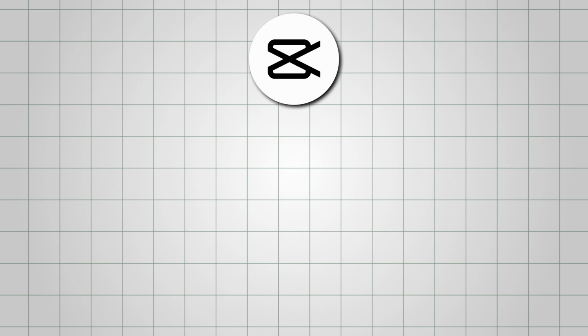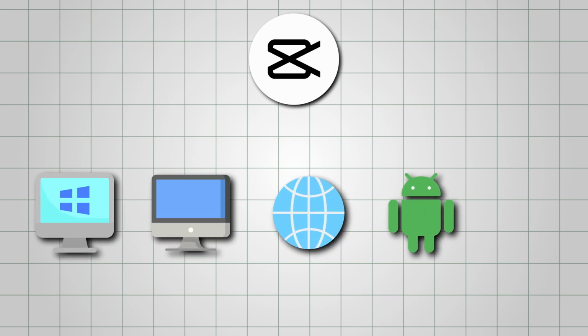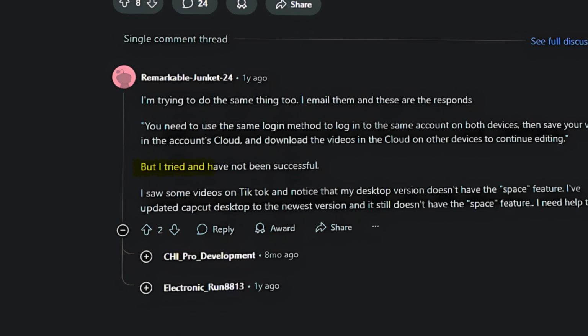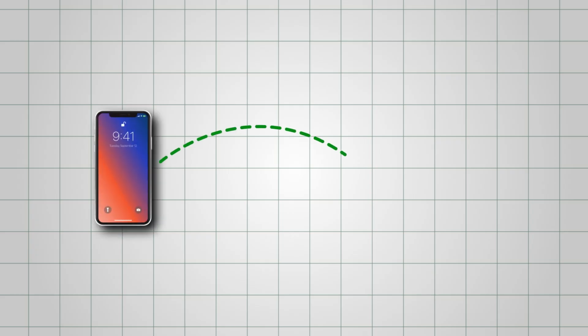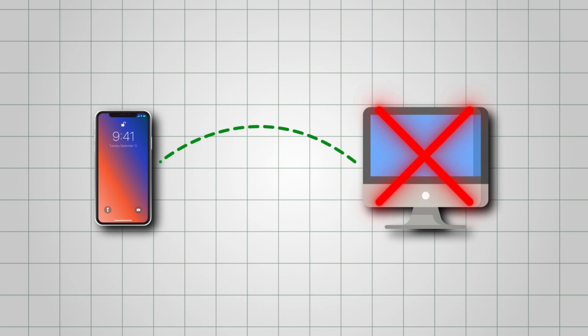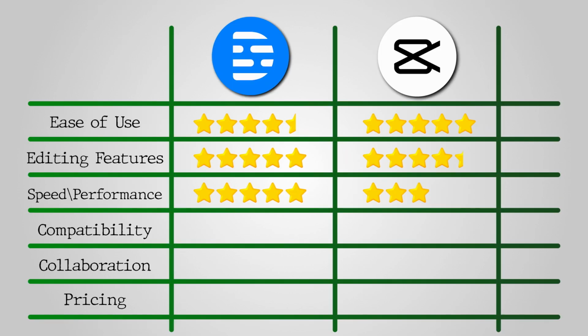CapCut is available on Windows, Mac, Web, Android, and iPhone, which makes it highly versatile for editing across devices. However, the cross-platform syncing isn't that good. Projects created on mobile don't always open properly on desktop. For flexibility, I'd rate CapCut a 3.8 out of 5.